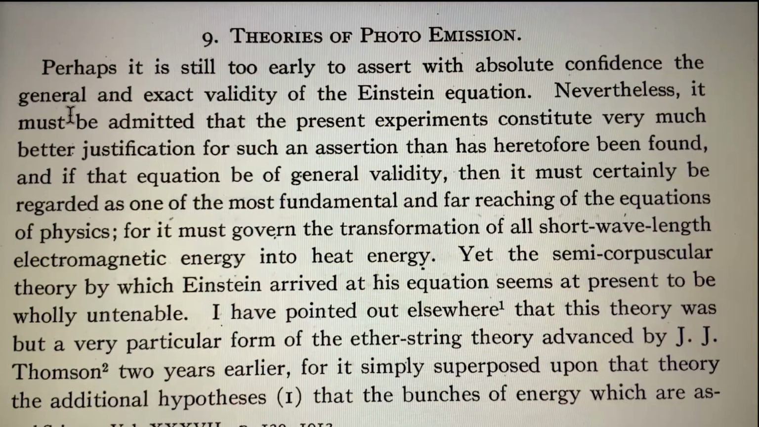Okay, so before leaving, let me read two sentences from here. This is Millikan's paper, the same paper in which he tested Einstein's prediction in the strictest possible test, and found absolutely nice agreement. But still, in the last section of that paper, he says, perhaps it is still too early to assert with absolute confidence the general and exact validity of the Einstein equation. And in this same paragraph he writes, yet the semi-corpuscular theory by which Einstein arrived at his equation seems at present to be wholly untenable.